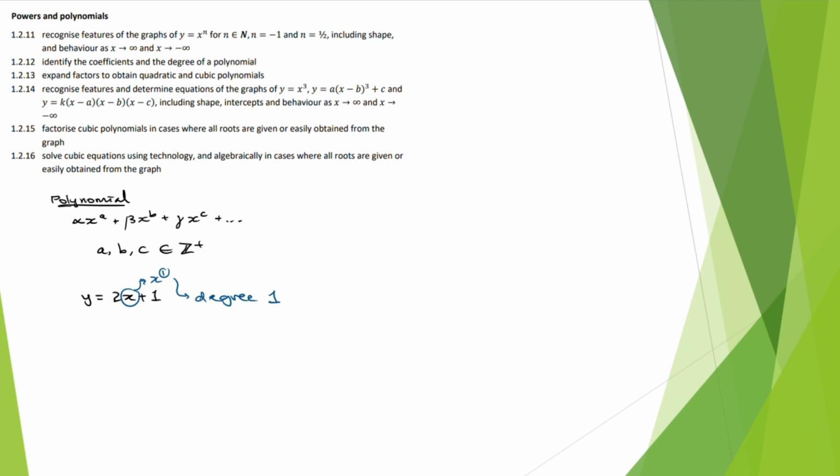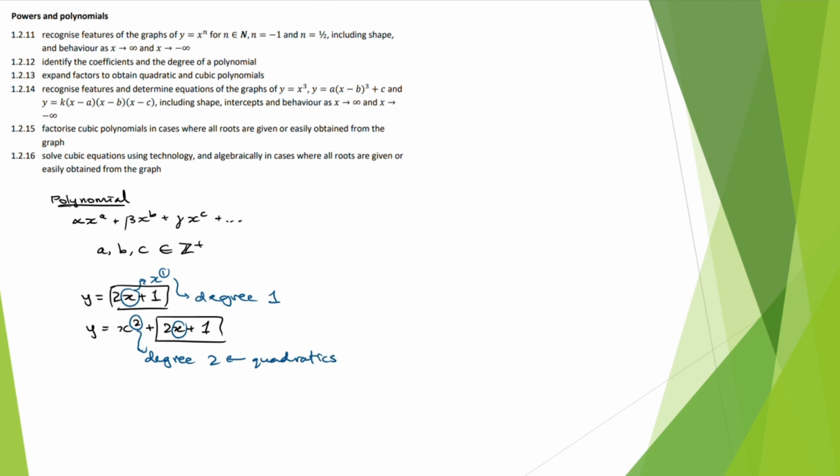And similarly, we've had a look at quadratics, for example, x squared plus 2x plus 1. But we also have this x squared, and this is of degree 2. And so even though we have an x of degree 1, the x squared, which is of degree 2, supersedes that. And so quadratics are known to be of degree 2.